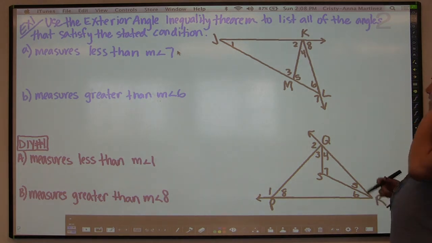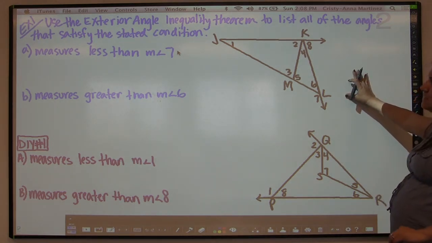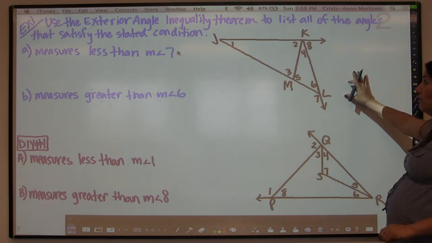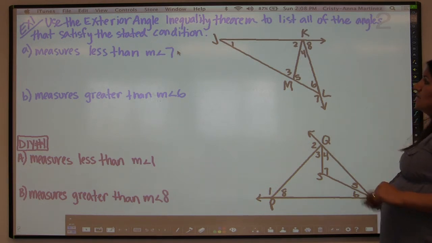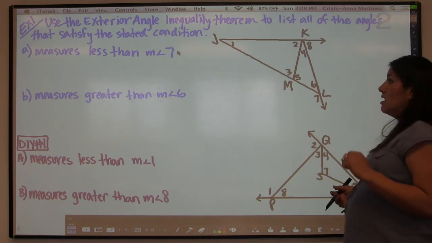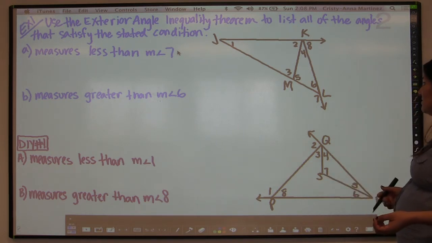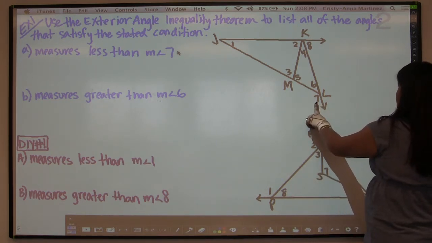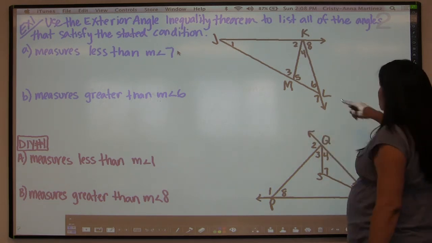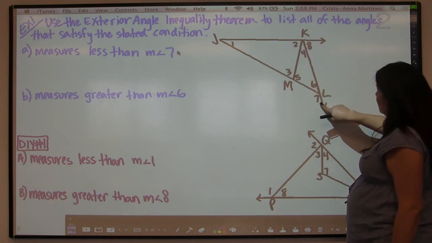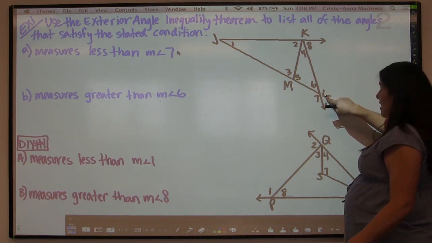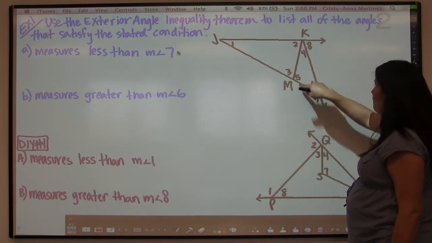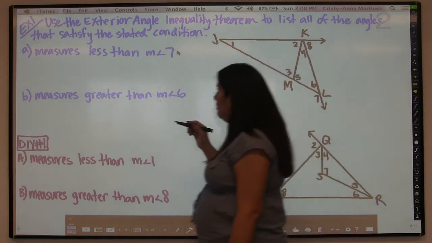In example 1, I have a diagram up here, and it says, use the exterior angle inequality theorem to list all of the angles that satisfy the stated condition. We want to list all the angles that measure less than the measurement of angle 7. Here's angle 7, and angle 7 happens to be an exterior angle to this triangle, KML. Because it's an exterior angle to KML, angle 7 is bigger than angle 4 and bigger than angle 5. So we're going to put 4 and 5.